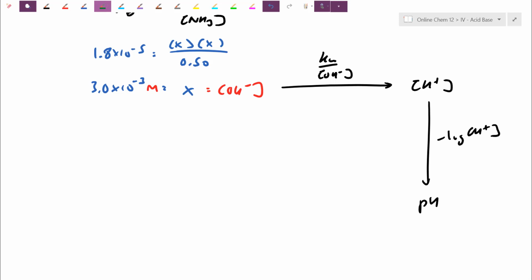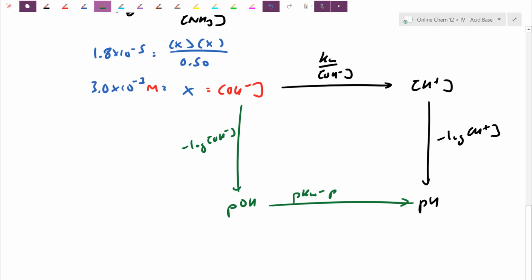Or if you prefer, let's take the negative log of this one. By negative logging hydroxide, I end up getting pOH. And then I can basically take pKw, which ends up as 14, minus the pOH, and that gives you pH. It was a lot of work to get to hydroxide, but seeing as we practiced a lot of these conversions in part 1, once you know the hydroxide, you can re-express it in terms of hydronium, pOH, or pH.